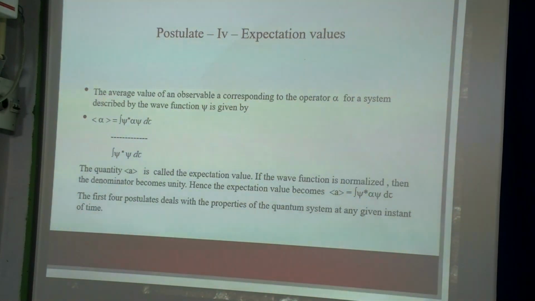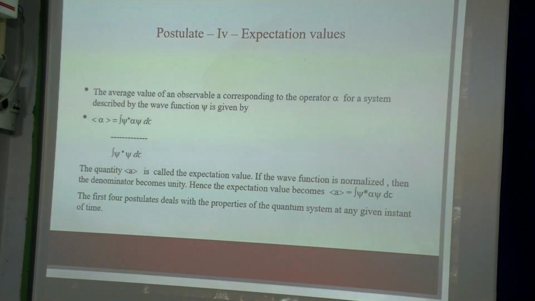Here the quantity A on the left hand side is the expectation value. If the wave function is normalized, then the denominator becomes unity, that is, integral psi star psi d tau equal to 1. Hence, the expectation value of A becomes A equal to integral psi star alpha psi d tau.